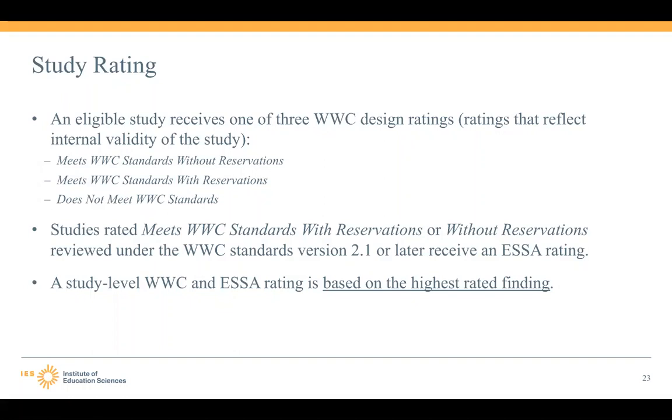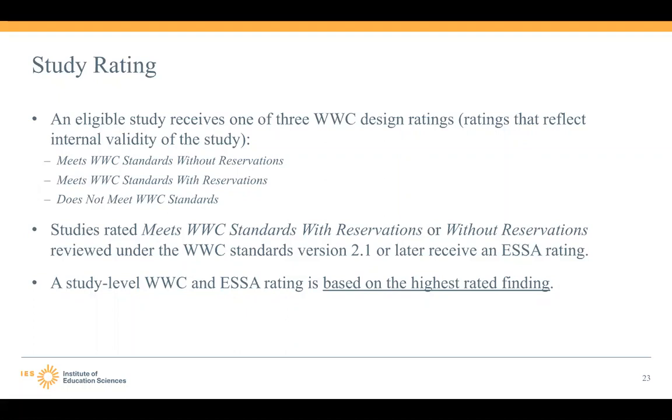The WWC has assigned an ESSA rating to all studies rated meets with or without reservations, as long as they have been reviewed under the 2.1 or later version of the WWC standards. These ESSA ratings are available on the WWC website, which we will show you in just a little bit. Before we do that, though, I would like to mention why studies rated does not meet standards do not have an ESSA rating. We also had a question about it.